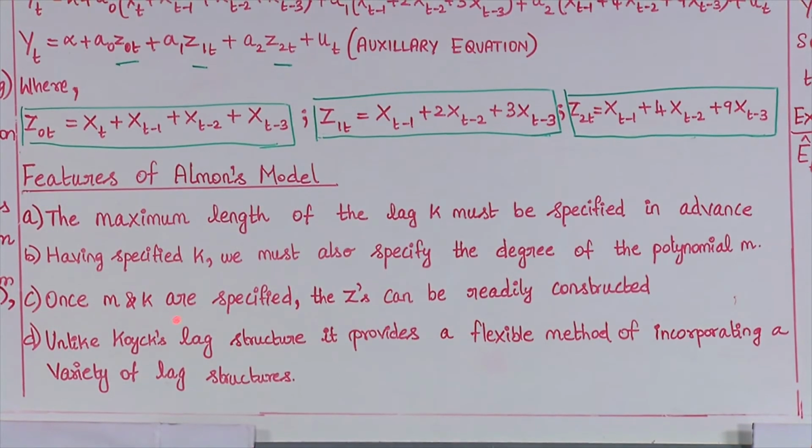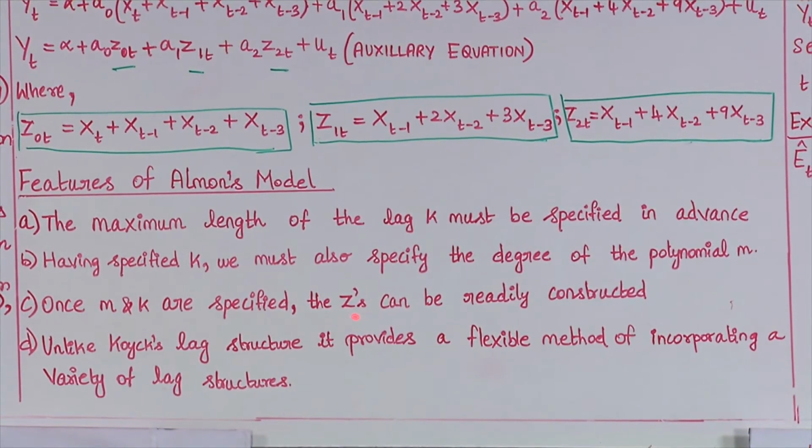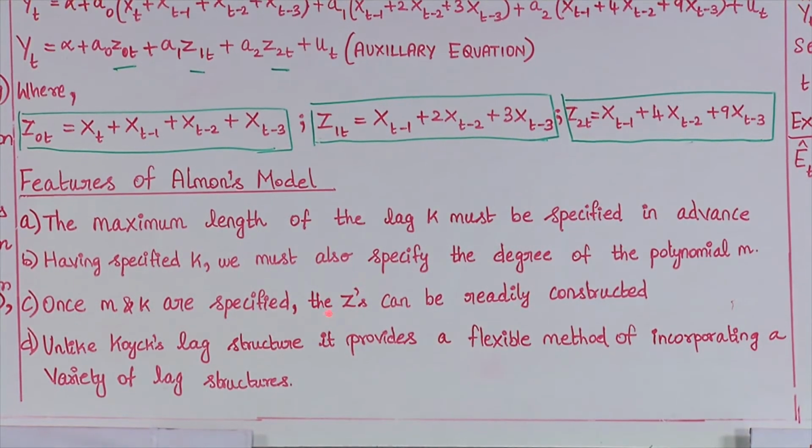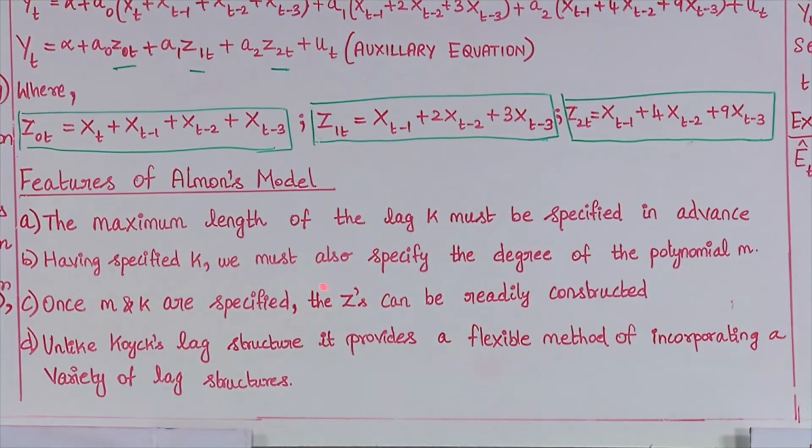So once m and k are specified, the z variables have to be constructed. Once that is done, you can very easily run this model with the specifications. So unlike the Koyck lag structure, this approach provides a flexible method of incorporating a variety of effect sizes and lag structures.